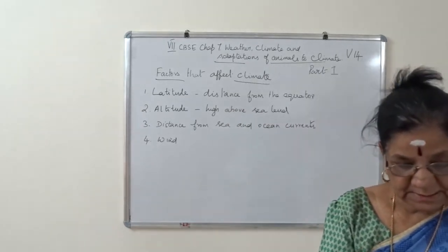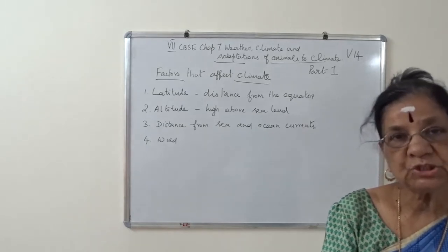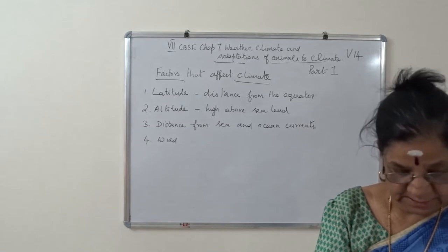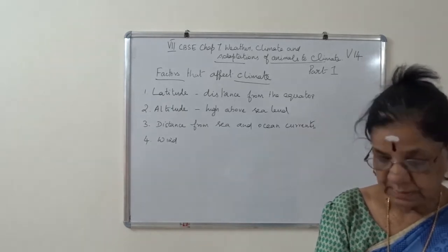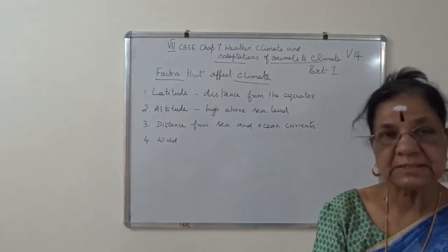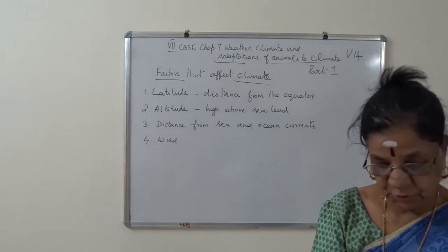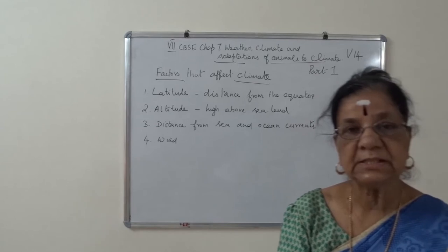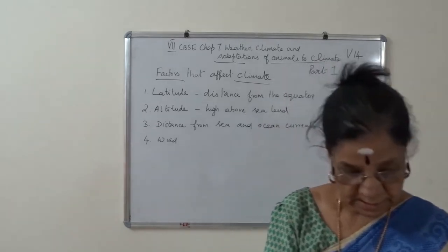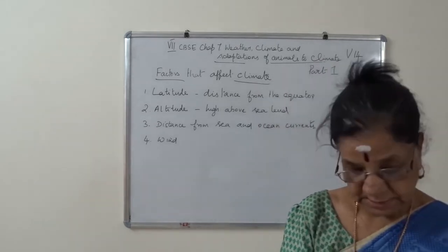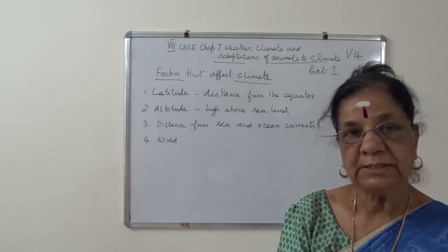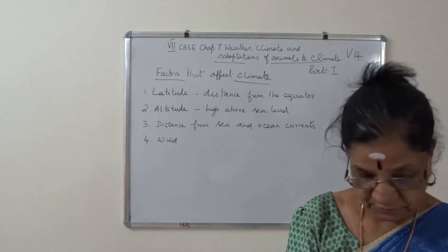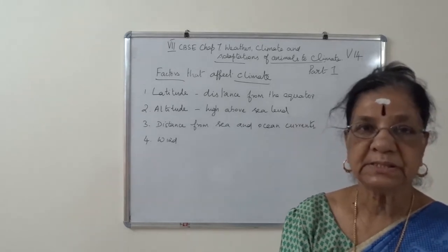The next, distance from the sea and ocean currents. அது என்ன சொல்றதுன்னா, places near the sea usually have a humid climate without severe variation in temperature.